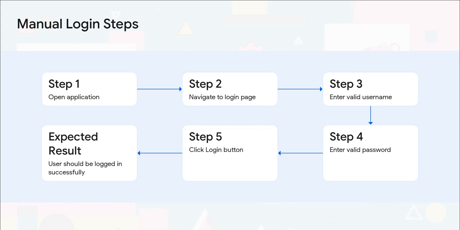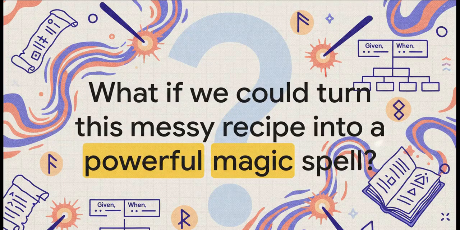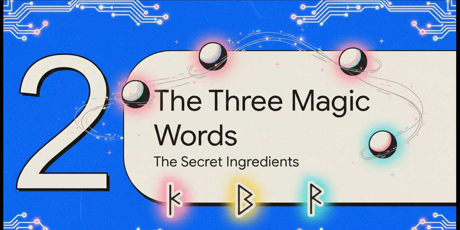That's no good. But what if I told you we could take these messy old instructions and turn them into a super powerful, super clear magic spell that anyone, even a computer, could understand perfectly? Wouldn't that be amazing? Well, that's exactly what we're going to do. The secret to our magic isn't complicated at all. In fact, it's all about just 3 special magic words. These are the secret ingredients for all of our coding spells.